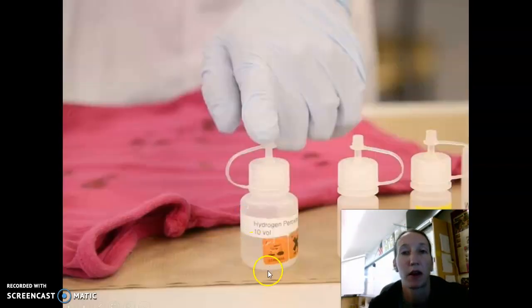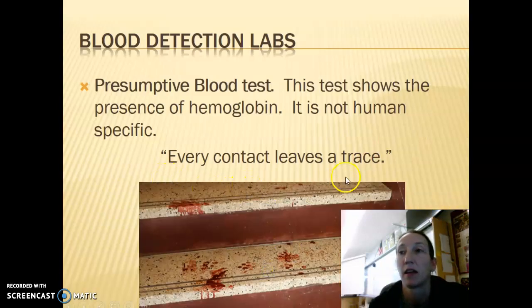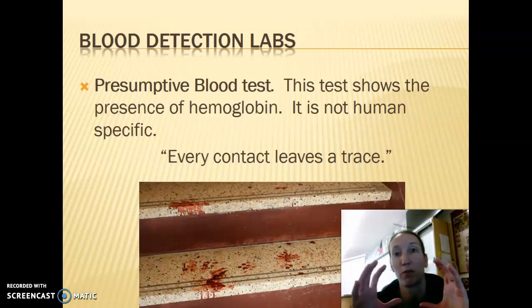Okay, then we got into different blood tests. The big thing to know about these blood tests is that they're presumptive, which means there's no guarantee that it actually is human blood. But we want to filter it out. We don't want to take 100 samples to the crime lab and have them all tested for human DNA. We want to make sure that we only take the samples that tested positive for falling in this possible blood type group.